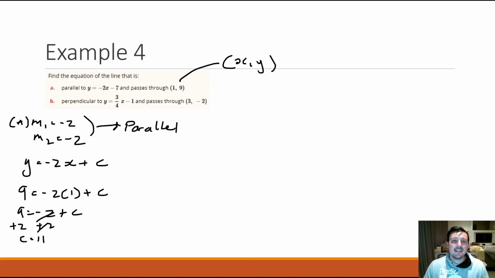Remember, with any equation, we have to state the final equation. We can't just get to that point and say, yeah, that's good enough. We should always state our equation because that's what the question is asking us. So part of that is interpreting the question correctly.